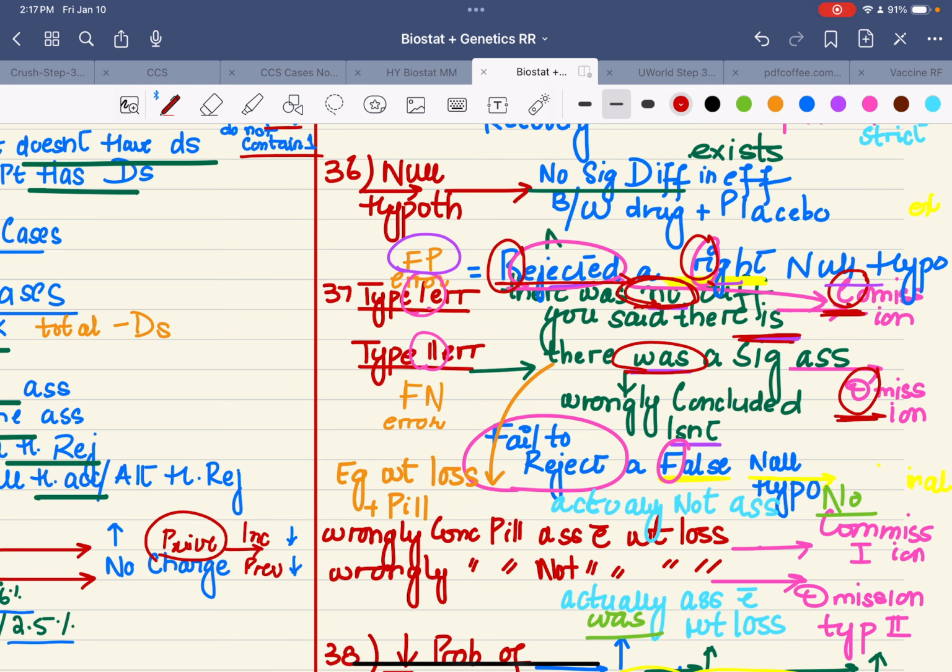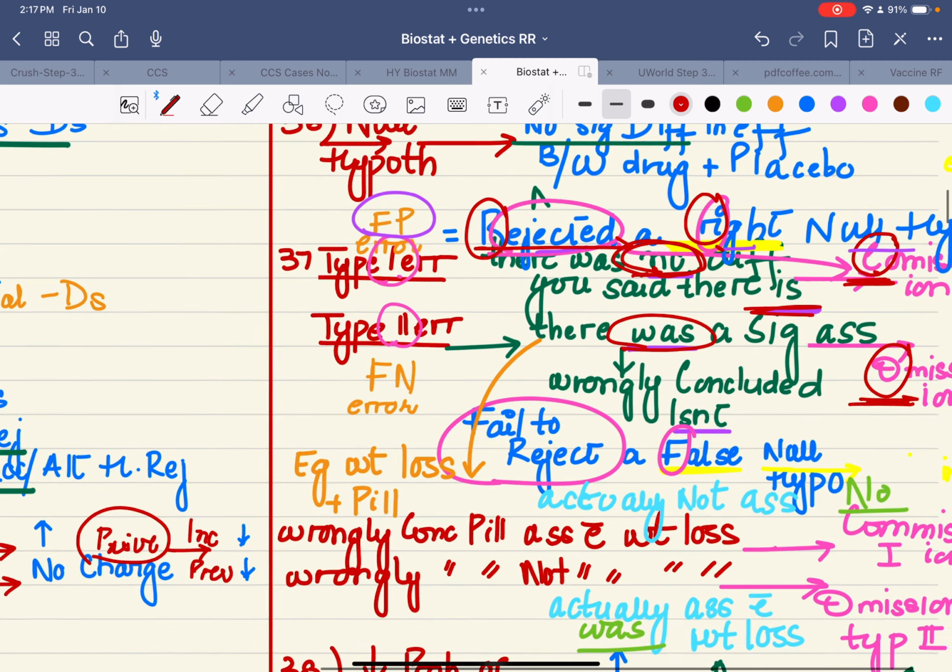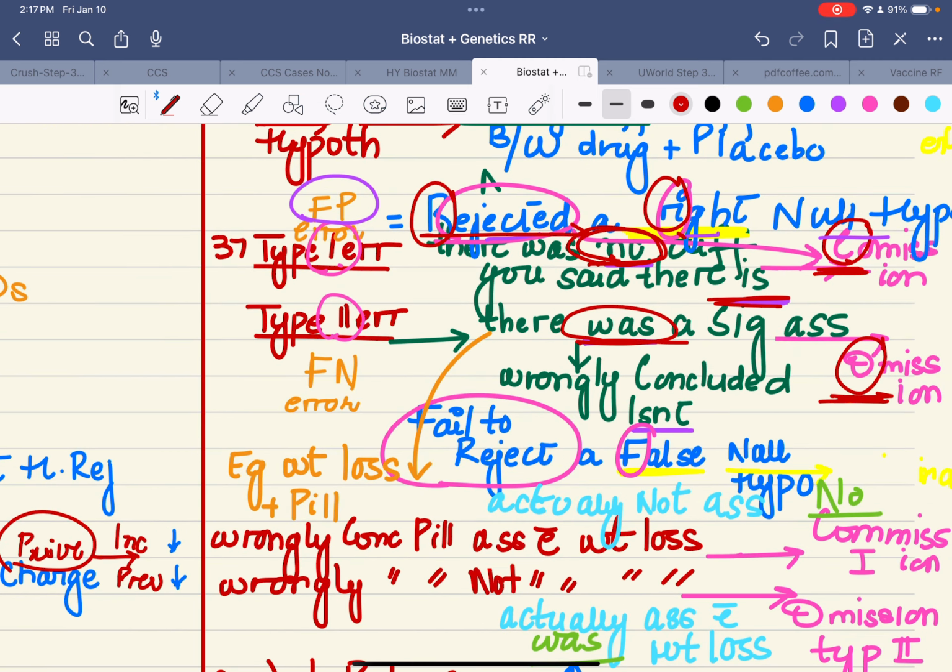And also remember the keyword no with the first type 1 error. Now coming to the type 2 error, I said that we are going to remember it with the O, omission. So what does omission mean? Omission means something existed and you failed to do it, or you failed to recognize it, or you failed to conclude that there is this thing, right? So the type 2 error is: there was a significant association between the drug and the weight loss, but you wrongly concluded that there is no association, right?